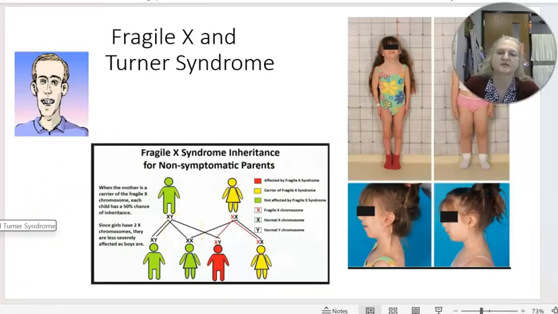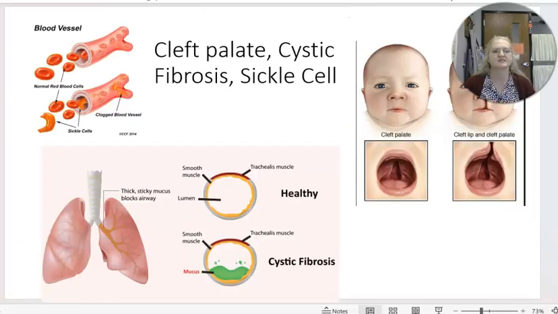Here are just some other examples down here of the XY, XX. And then there's a condition called Fragile X, which I am only moderately familiar with. This image up here is supposed to show it; I meant to look up before I gave this lecture what fragile meant. Some other conditions that are on the sex-linked traits are cleft palate. That's where the palate doesn't completely fuse during development.